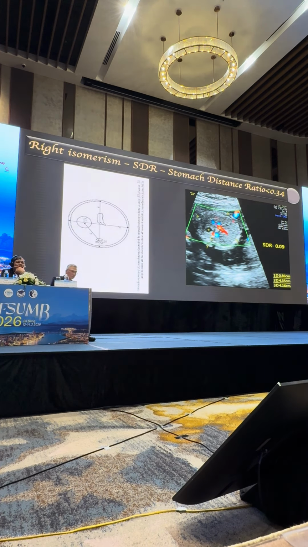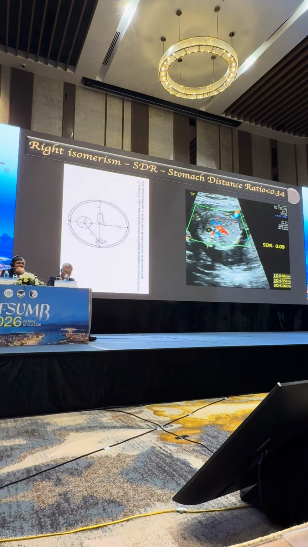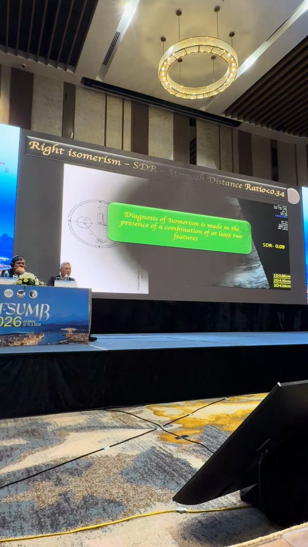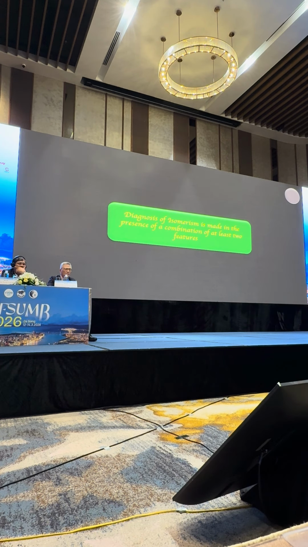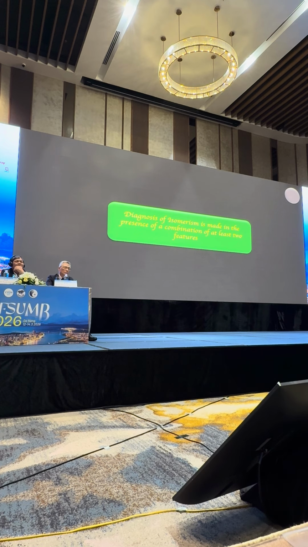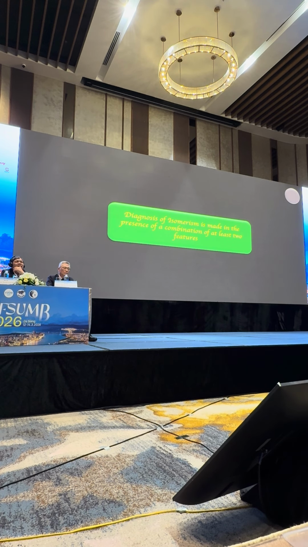Not only that, there is what's called the stomach distance ratio, wherein the stomach becomes much closer to the abdominal aorta, and here you can see a nicely juxtaposed aorta and inferior vena cava, one adjacent to the other. So, diagnosis of isomerism is made in the presence of a combination of at least two factors. In a left atrial isomerism, we know that the left atrium is in abundance, so the right atrial structures are not there. So there will be cardiac arrhythmias and interrupted IVC. These are the two factors which will prompt us to think in terms of isomerism.